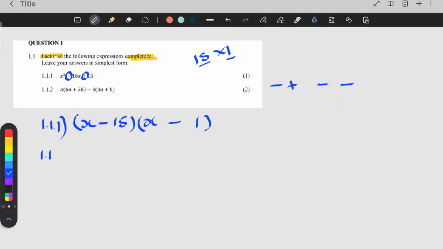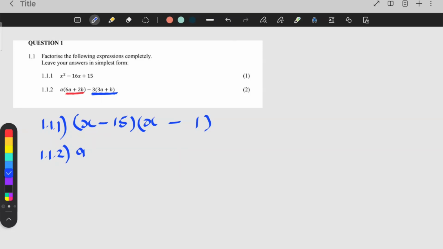Next question, 1.1.2. We have this term over here, and then we have this term. So there's two terms, eh? But there's nothing here that looks identical to this. But what I do notice is when I look at the first term and I look inside the bracket over there, I can factorize that bracket even further. Do you see this bracket over there? I can factorize that further.